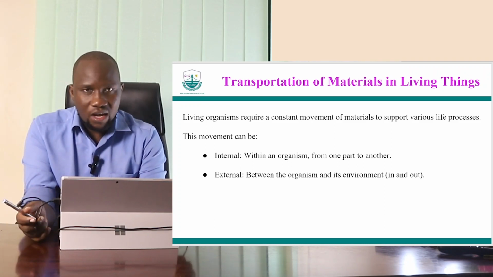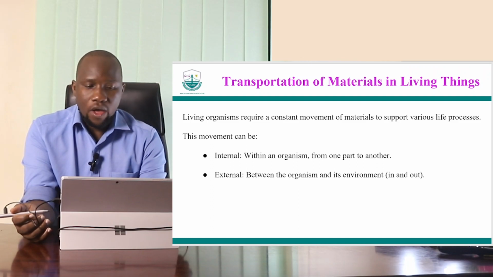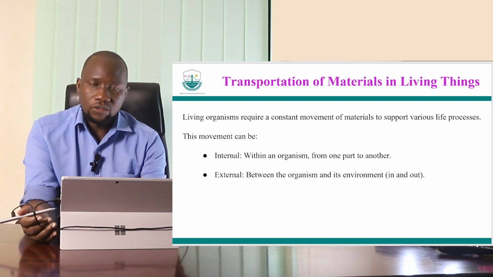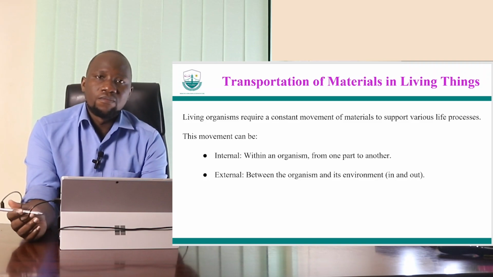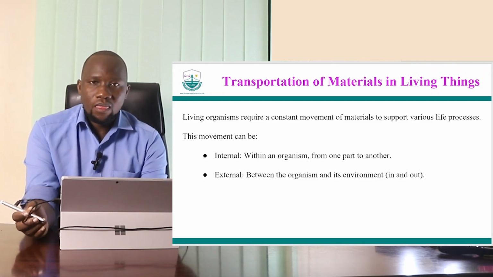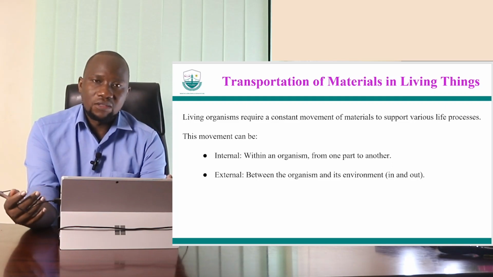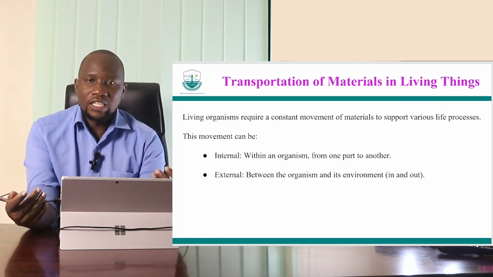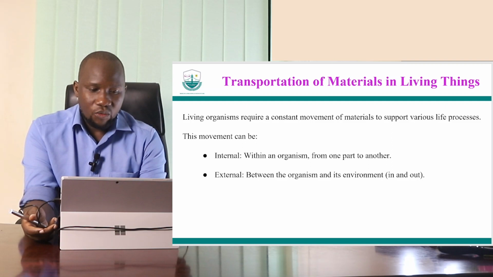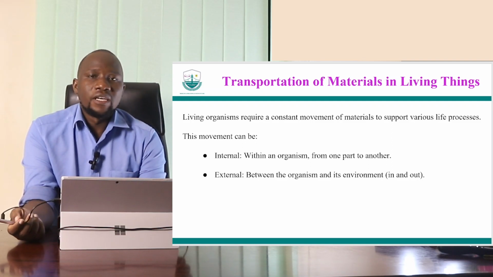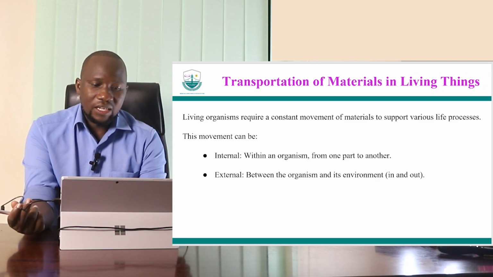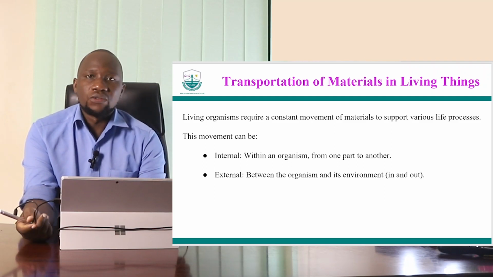So it's like we have a two-way. Okay, we have a two-way. So each organism should have the ability to do that kind of exchange of material between it and the environment. So that's why we are talking about internal and then external movement of material.